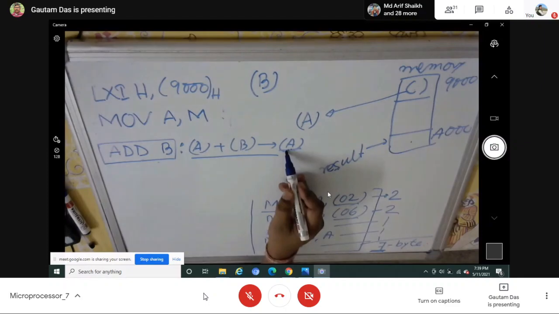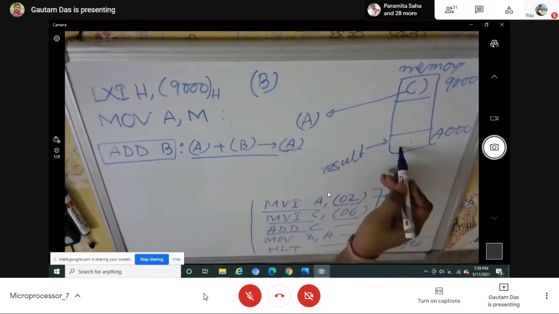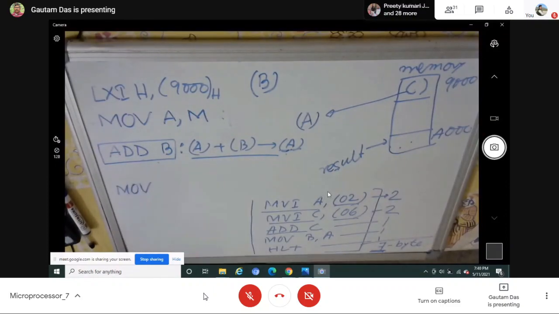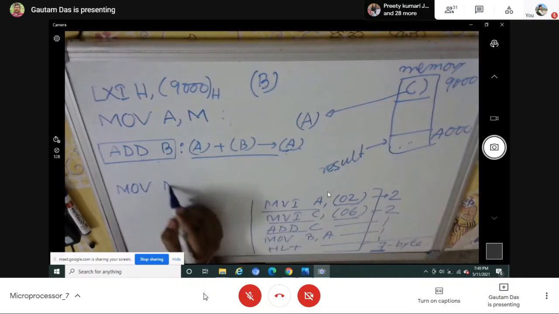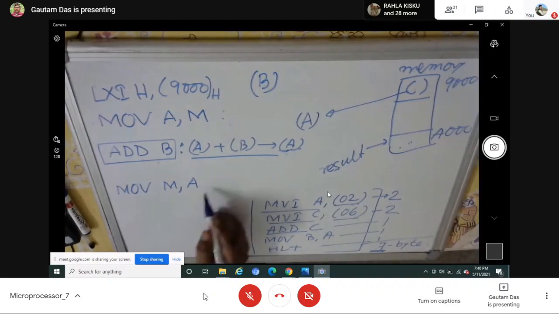That means you want to transfer data from an internal register to memory. What instruction is available? MOV. Which one is the destination? Memory. MOV M, A. So this is a correct instruction.